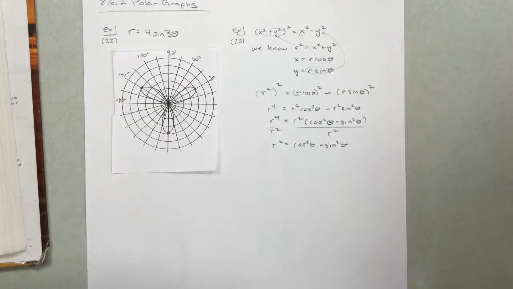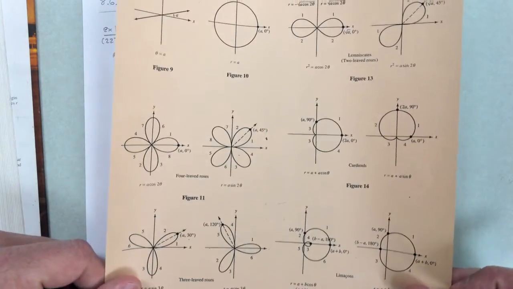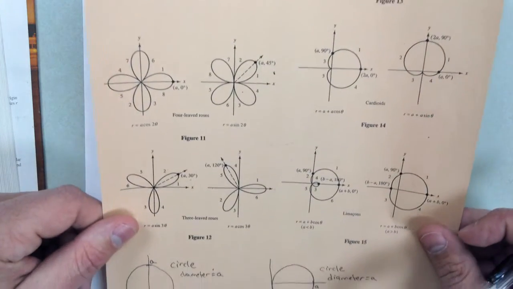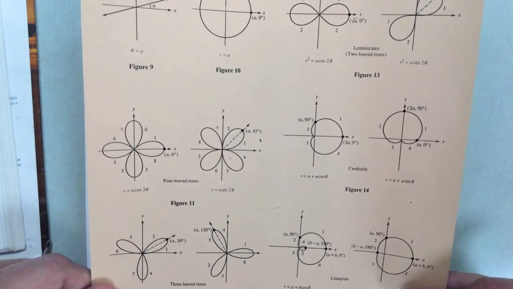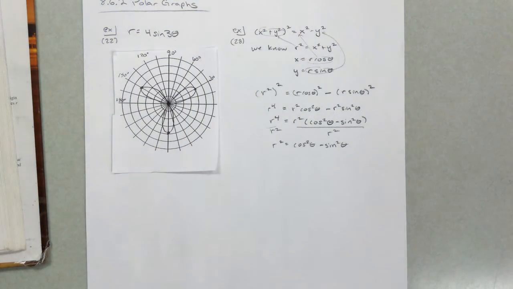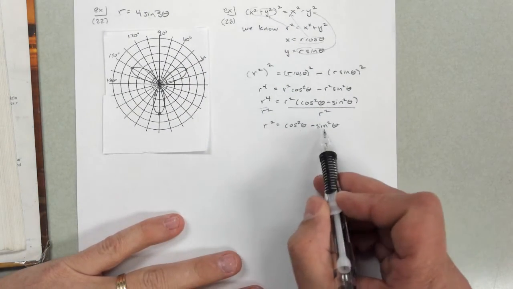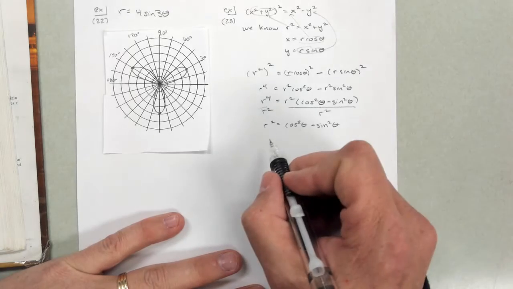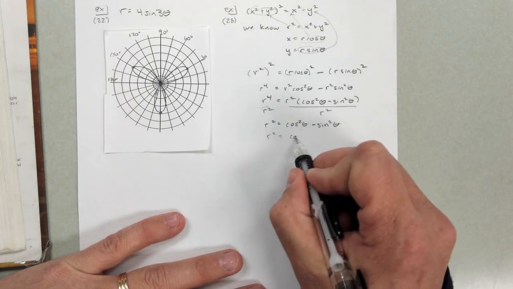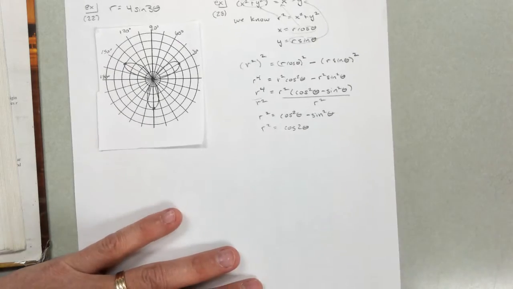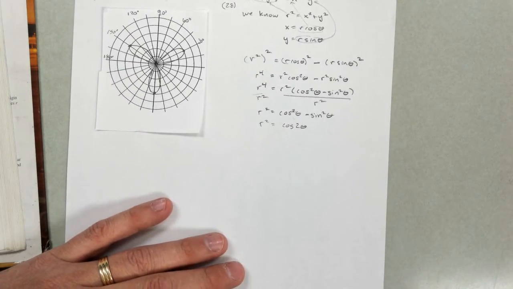Now, if you look at the picture, at the sheet, none of these match up with that formula. But it's good news, we've done some stuff before. We should recognize this form as from one of our identities. That is the same thing as cosine of 2 theta. Okay?